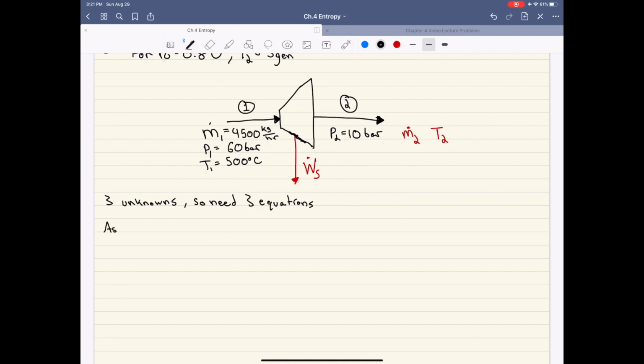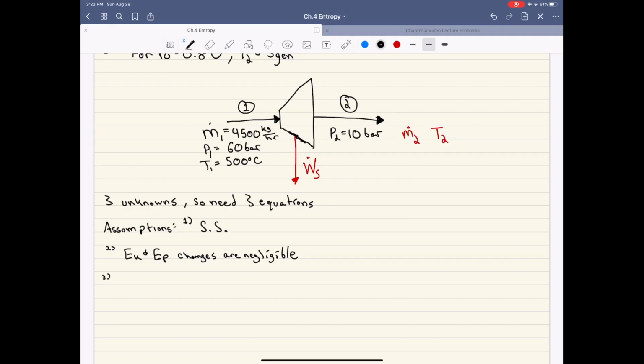Now, as far as assumptions that we can make for this system: because the mass flow rate we're given, M1, isn't really changing, and we have an open system, we could probably assume that this system is operating at steady state. The second assumption is that changes in kinetic and potential energy are probably going to be negligible compared to changes in temperature, pressure, and shaft work. So EK and EP changes are negligible.